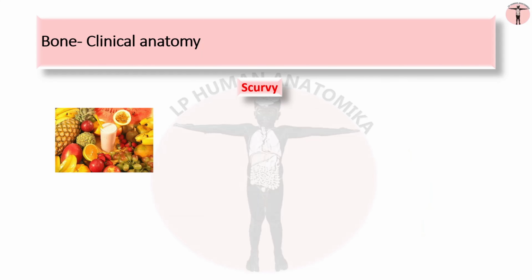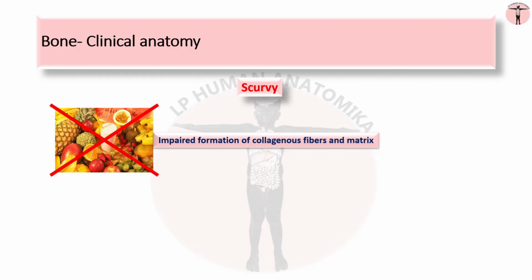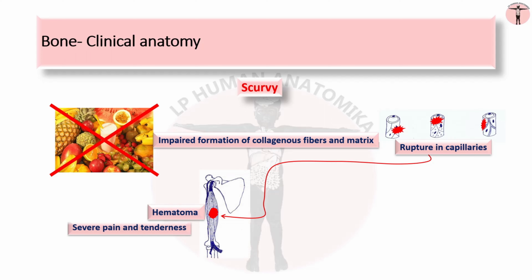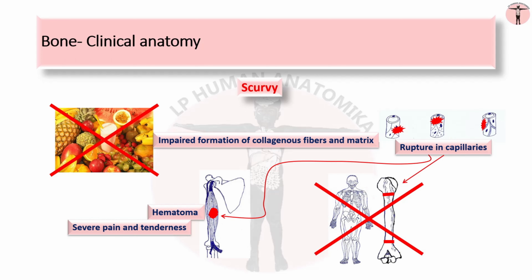In scurvy, due to deficiency of vitamin C, formation of collagen fibers and matrix is impaired. Defective formation of the intercellular cementing substances or ground substance and lack of collagen cause rupture of capillaries. This leads to hematoma in the muscles and bones, causing severe pain and tenderness. Without blood supply in the bones, normal architecture at the growing ends is lost.